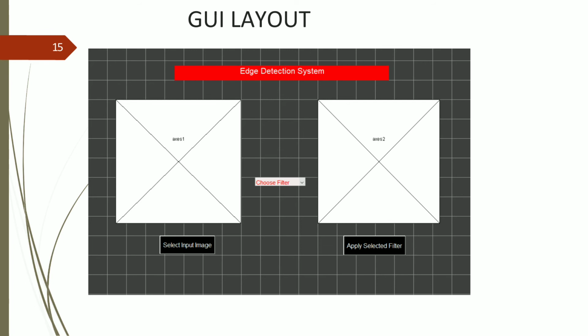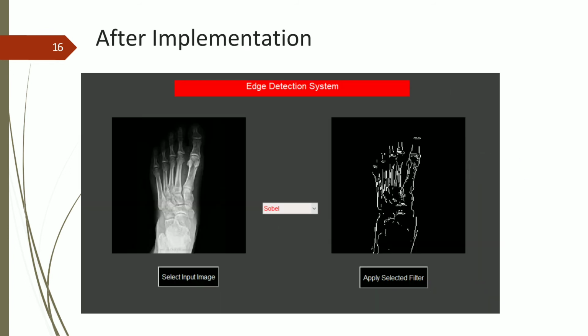If we press push button 1, it will select an image, and by applying different filters we get an output of it. After implementation, this is the result we get from the GUI. Here we have selected an example image, an X-ray of a human leg. After applying the Sobel filter, we get the Sobel filter output, that is in edges form.